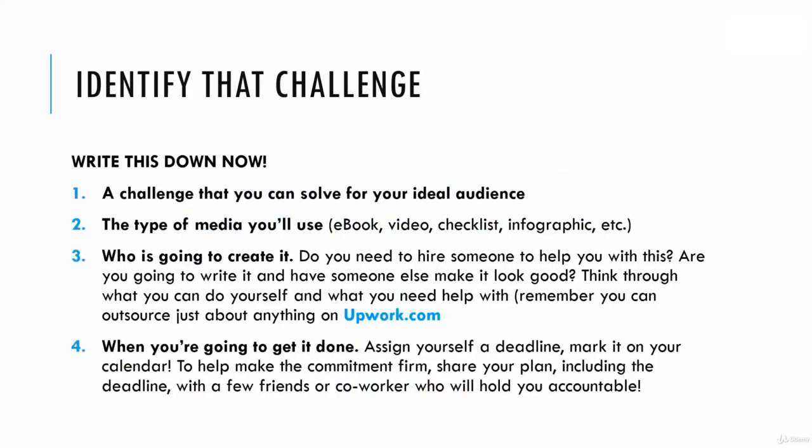So get out a piece of paper and write this down. Here's my top 4 list that will help you identify that challenge. So first, write down a list of challenges that you can solve for your ideal audience. Next, write down the type of media you plan to use, whether it's an ebook, a video, a checklist, an infographic, and so on. How are you going to get this value-added product that solves that challenge for your audience into a form of media?